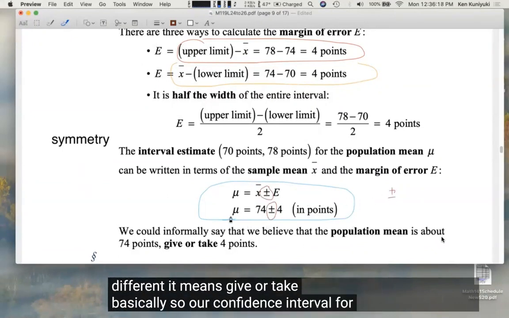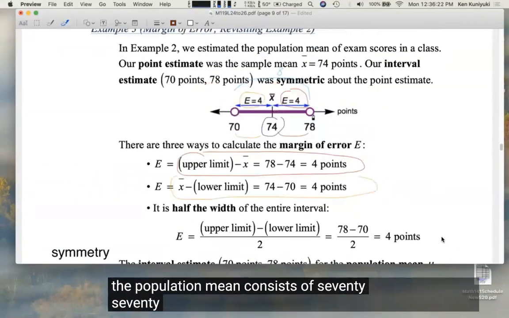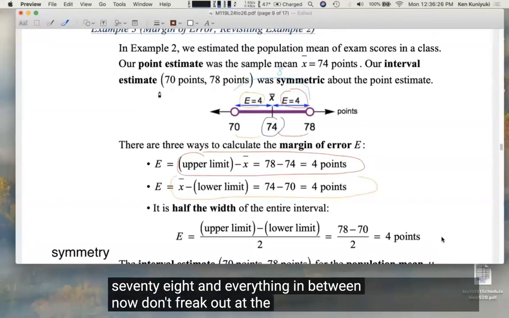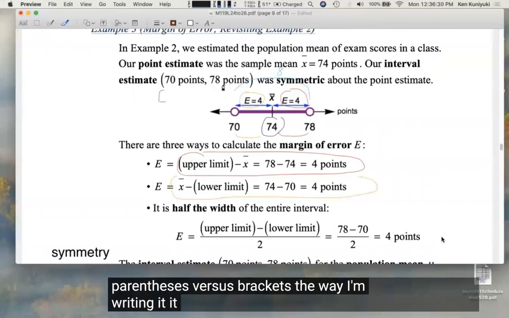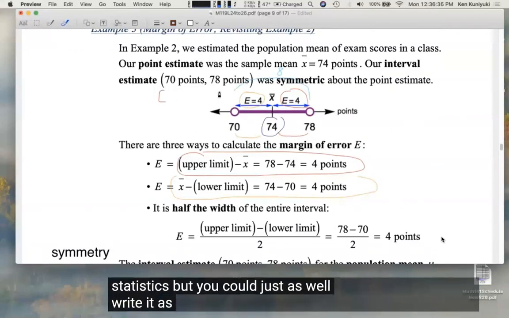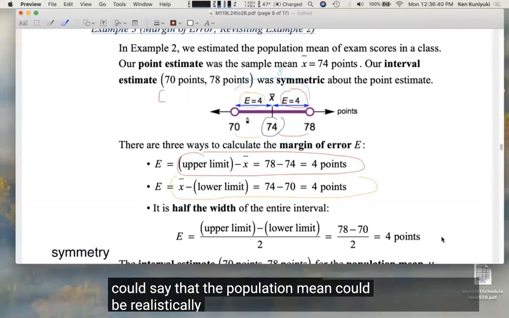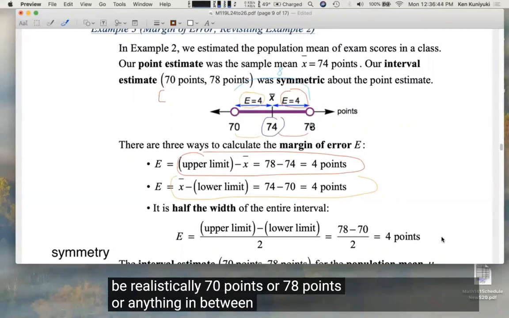So our confidence interval for the population mean consists of 70, 78, and everything in between. Now, don't freak out at the issue of parentheses versus brackets. The way I'm writing it, it looks like an open interval. This is pretty standard in statistics, but you could just as well write it as a closed interval. So we could say that the population mean could realistically be 70 points or 78 points or anything in between.